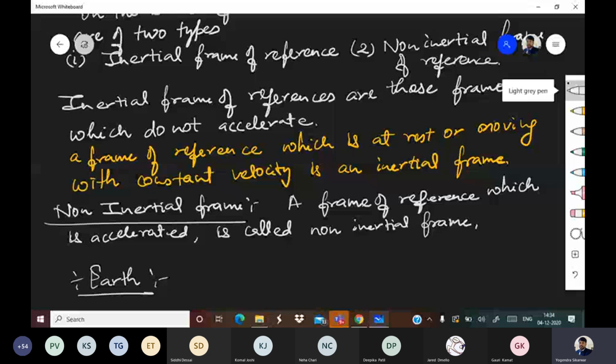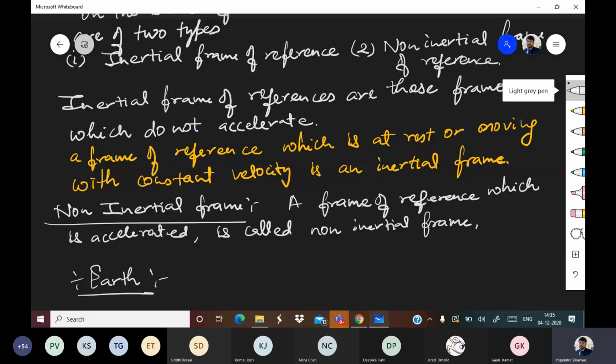The basic thing is that Newton's laws can be applied only in an inertial frame of reference. That's what Newton said. And what are inertial frames of reference? Such frames which are non-accelerating. Either the frame is at rest, that means if a person is at rest, that will be called an inertial frame of reference, or if a person is moving with constant velocity, then also that will be an inertial frame. All right, let us move further.